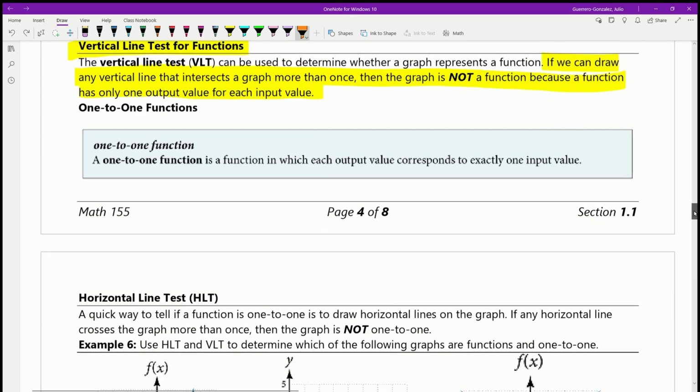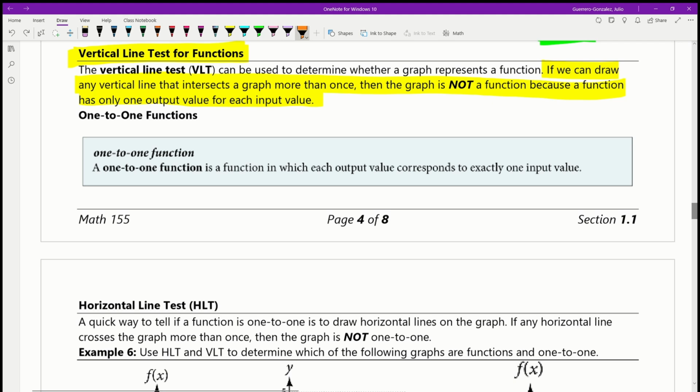we need to now move on to what's called the horizontal line test, which takes care of what are called one-to-one functions. Okay? So first of all, let me define what a one-to-one function is. It is a function where each output corresponds to exactly one input. Get it right, because I know you're confusing it with the idea of a function. A one-to-one function is where each output value corresponds to exactly one input value.